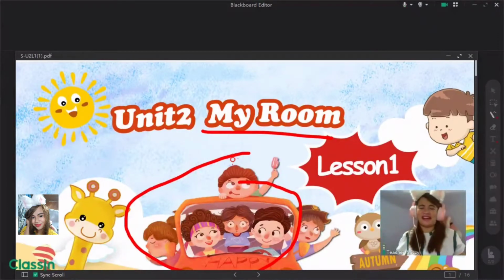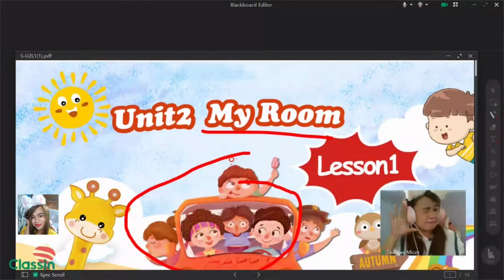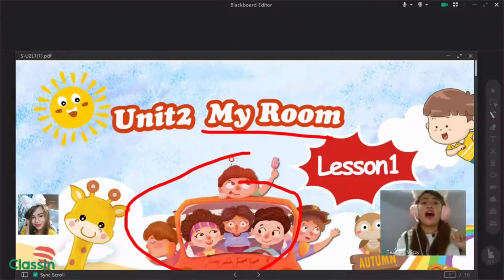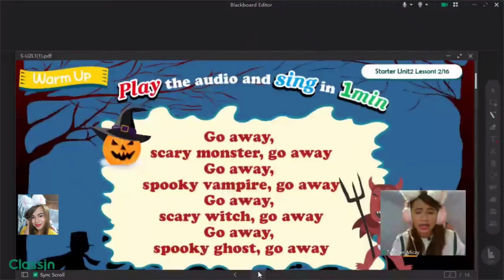Good job! Now, Obi, what can you see in your room? A bed! Very good! What else? A chair! Perfect! And many more! Today, we are going to learn about Unit 2, My Room. Are you ready? Before we start, Obi, let us sing first the Go Away Scary Monster song.